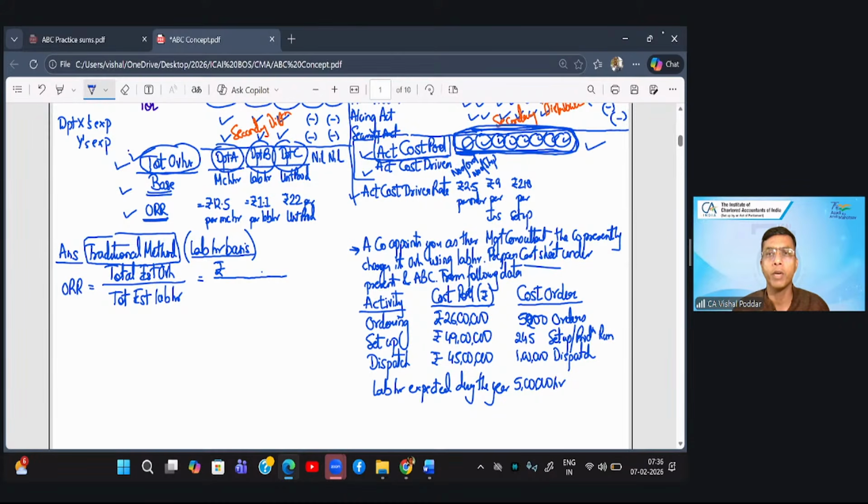So whatever is given activity wise is in short your overheads only, but divided activity wise. So you add up all this, 26 plus 49 plus 45. So you get 1 crore 20 lakhs as your total overheads. And what is the basis? They are saying we are using labor hour as the base. What are the labor hours given in the question? 5 lakh labor hours. So you get your traditional method's ORR.